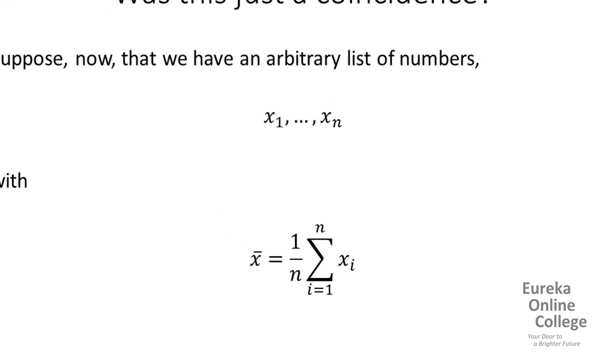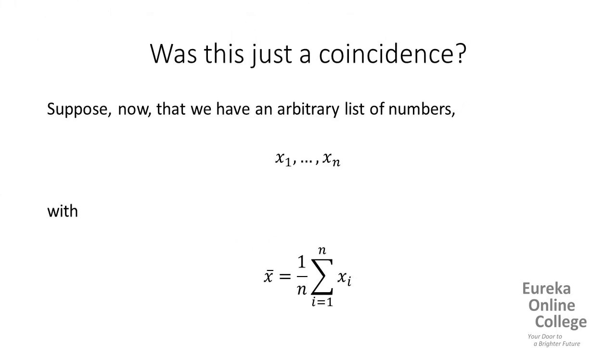Okay, so let's consider the expression 1 over n times the sum with i running from 1 to n of xi minus x bar. So what we're doing here is we're just taking each data point, we're subtracting x bar, we're adding up those values, and we're dividing by n, the number of data points. So this is exactly what we did with the numbers 1, 3, 3, 7, but this is just in a more general form. Okay.